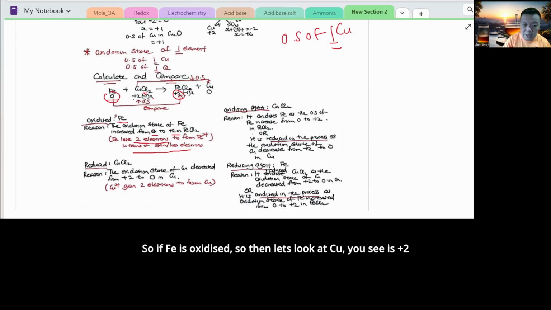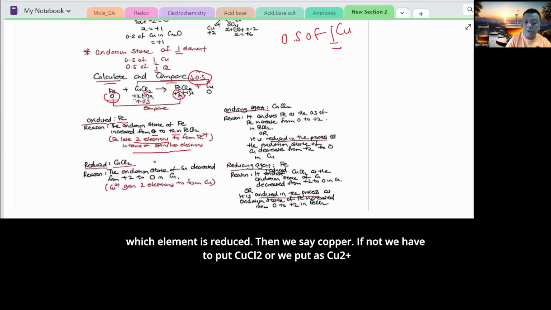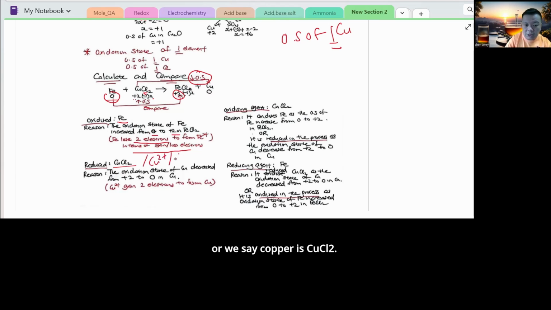So Fe is oxidized. Now let's look at Cu. See, it's plus 2 to 0. So there's a decrease in the oxidation state. So it's reduced. You see, when you name the substance, we say the whole thing. We don't just say Cu, unless the question asks which element is reduced, then we put copper. If not, we put CuCl2, or Cu2+, or we say copper in CuCl2. Right? So you realize it's always one of the reactants. Okay, if you put Cu, then it's the product. The product doesn't go through reaction, it's the reactants that go through reaction.